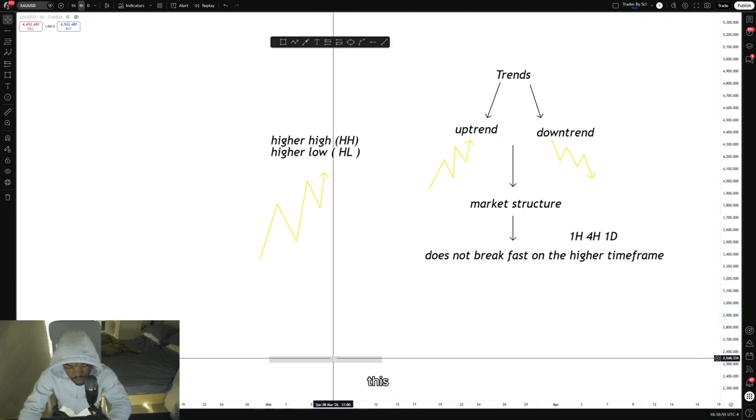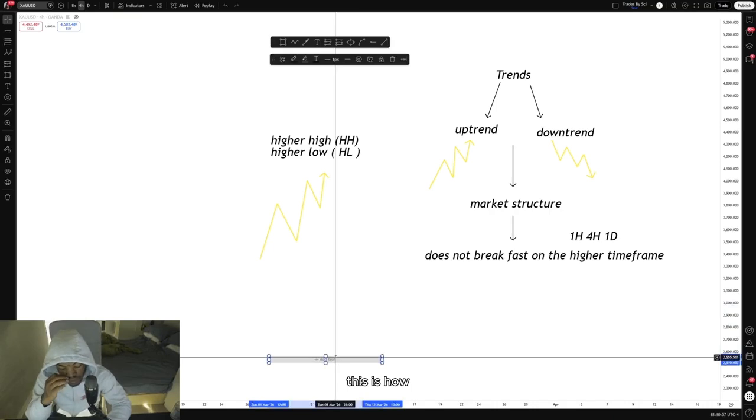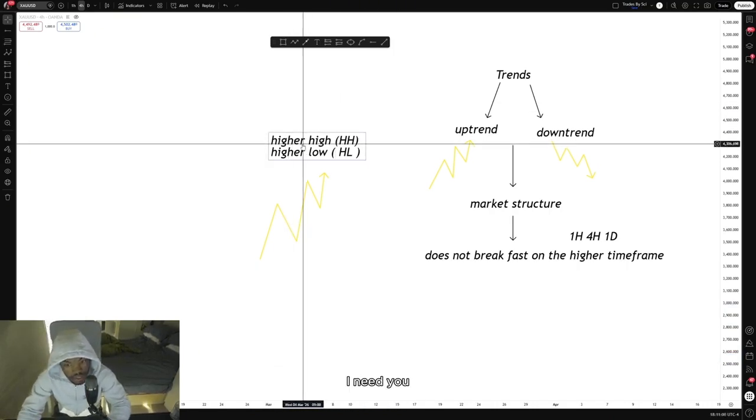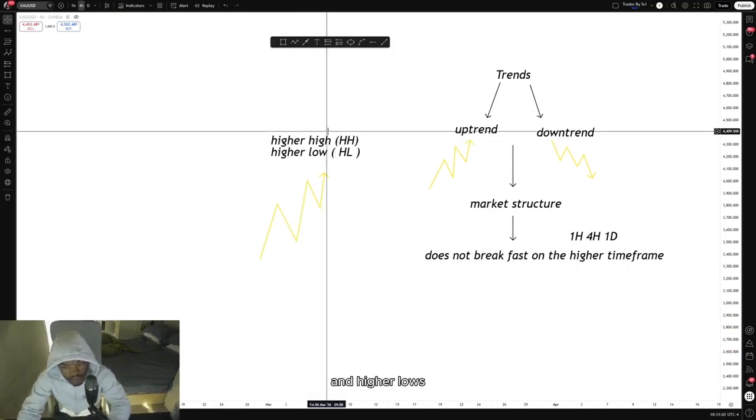Now, why is this very important? Because we're going to use this for our entry criteria. This is how we're going to get into our trades. But first, I need you to start identifying higher highs and higher lows.